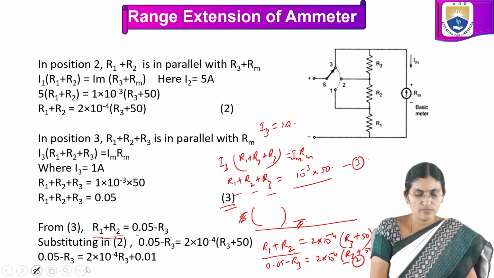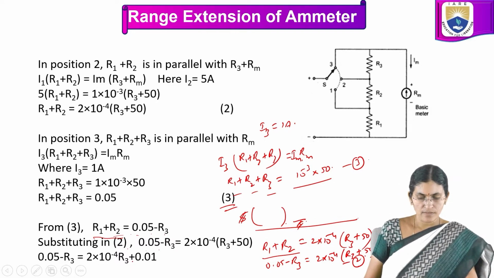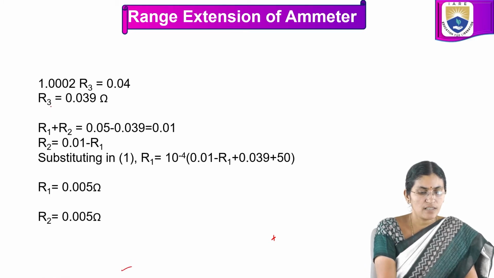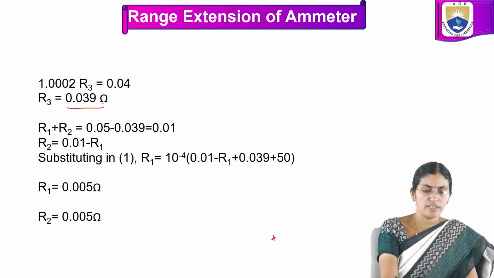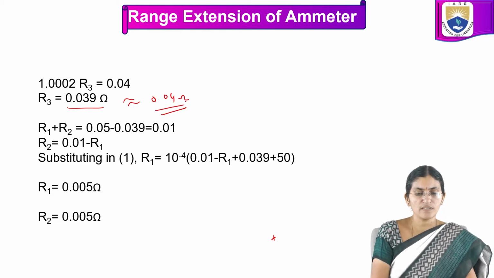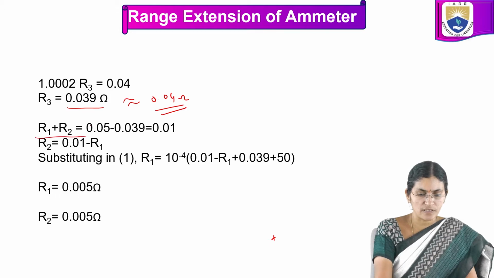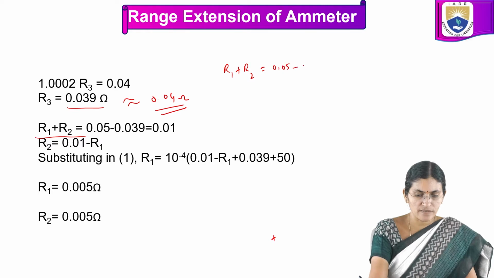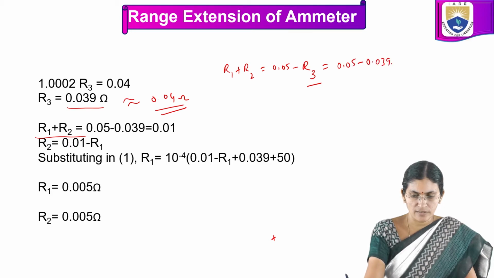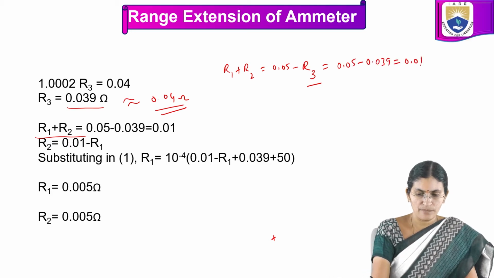So we'll get an equation in R3. Solve that. You will get R3 is equal to 0.039, which is approximately equal to 0.04 ohms. So this is the value of R3. Next, in order to find the R2 value, we can make use of this equation. R1 plus R2 is equal to 0.05 minus R3. We have the value of R3, 0.05 minus 0.039, which is equal to 0.01.